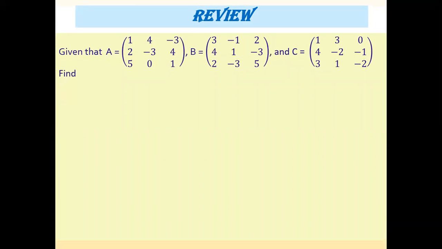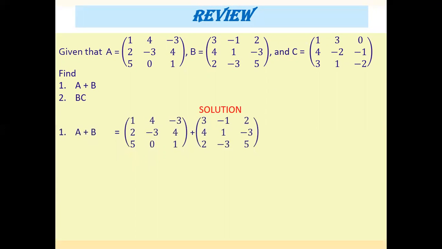We talked about different types of operations we can carry out on matrices, like addition, subtraction, and multiplication. We're just going to review one example on addition and another on multiplication. Let's assume that we have these matrices that you can see: A, B, and C. We're asked to find, for example, A plus B. How do we do A plus B?